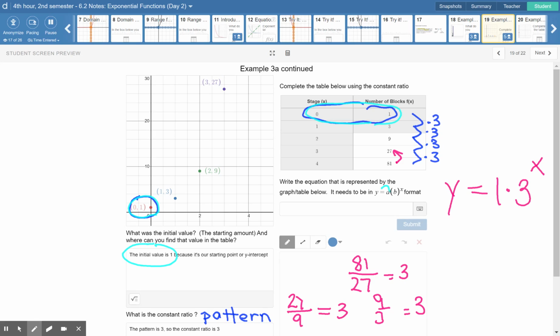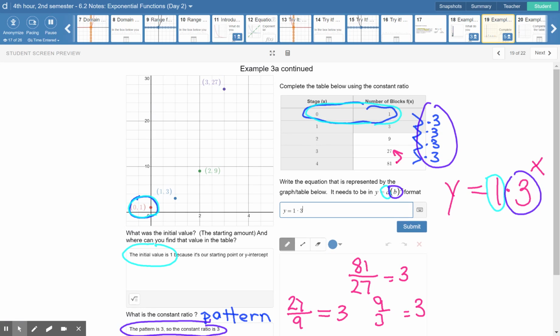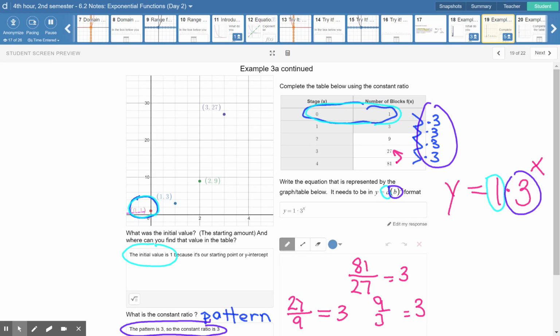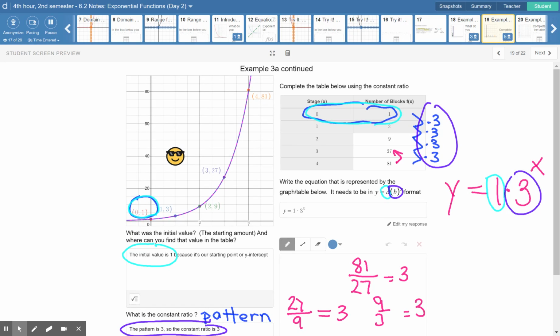That's our a value, so I'm going to put it into my a. We said the value or the pattern was 3. So then I'm going to put it in my b value. Now you can use parentheses, you can use the multiplication symbol. It's totally fine, whatever one you do. And make sure you put an x in the exponent, and then just confirm that you got the right equation.